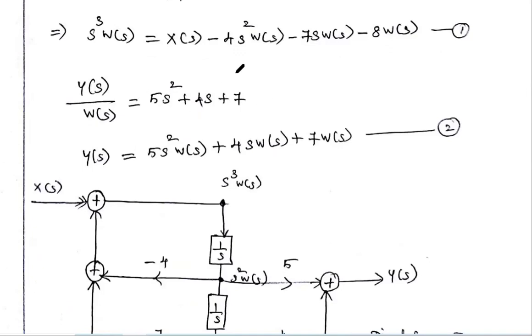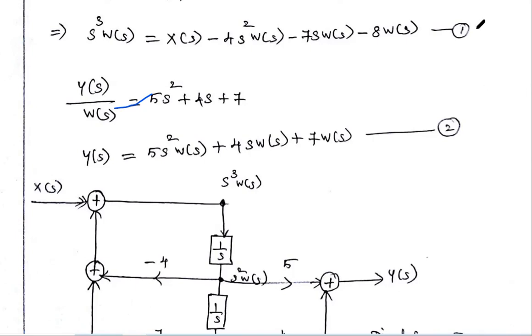So here you just cross multiply. If you cross multiply this w of s to this side, then y of s equals 5s squared w of s plus 4s w of s plus 7 w of s. So this is equation number 2. So these two equations we have to realize in direct form 2.